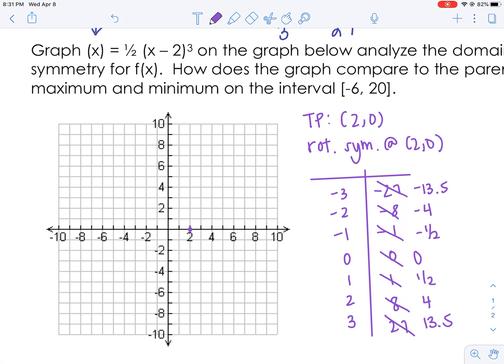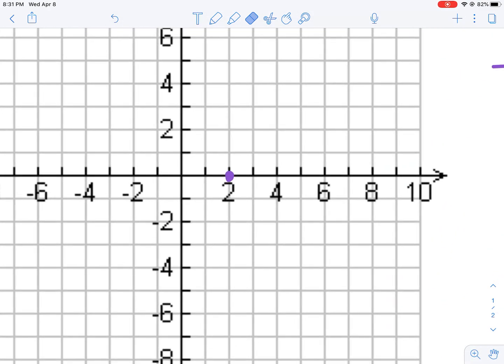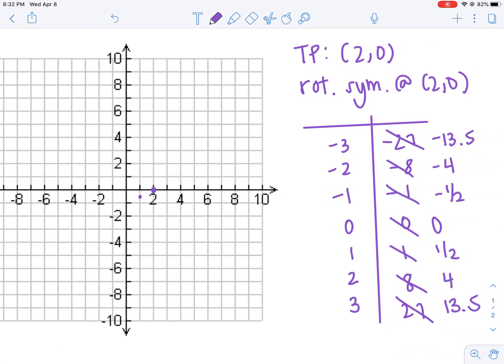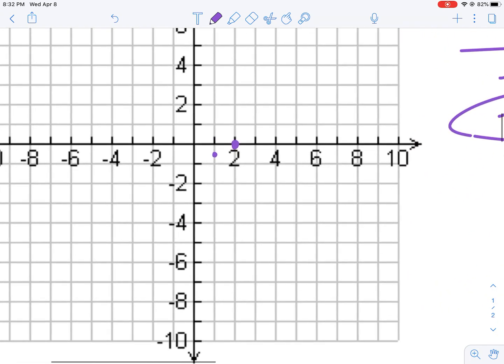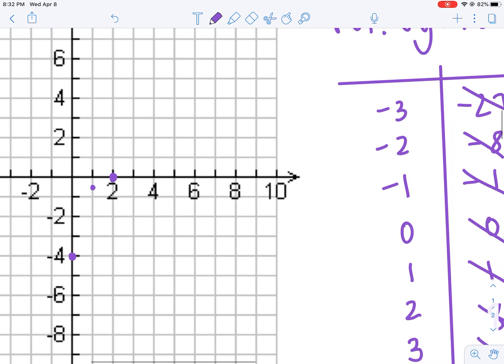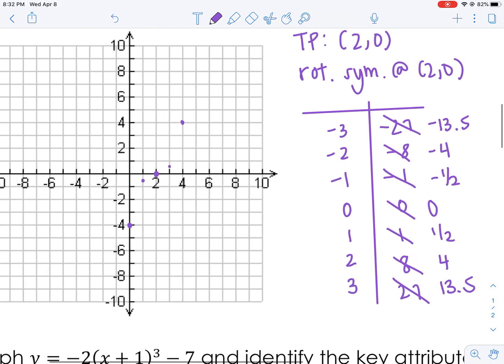So going from my turning point, which is there, (2, 0), I'm now going to go left 1 and then down 1/2. So left 1, down 1/2 would put me right there. And then I'm also going to go left 2, down 4. So left 2, down 4, be right there for my turning point. And then rotational symmetry just means that I can kind of copy and paste the other way. So instead of going left and down, I can go up and right, which is where that 1, 1/2 comes in, and over 2, up 4 comes in. And 13.5 is going to be kind of off my graph, so this is enough. This counts.